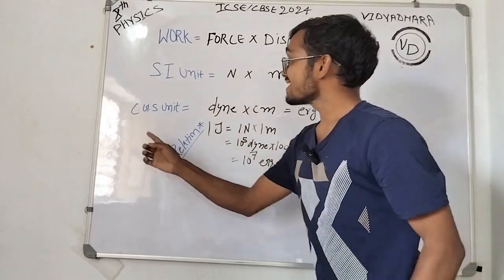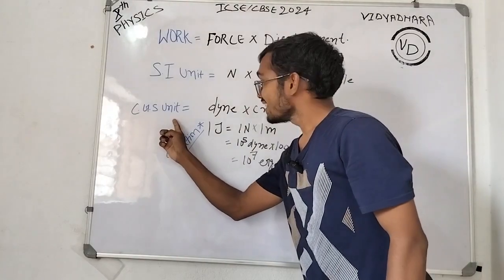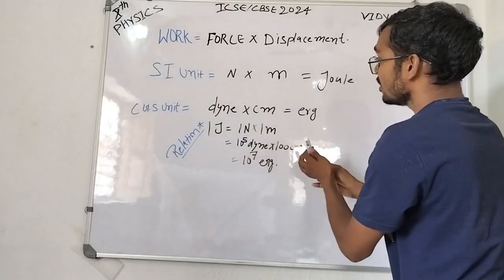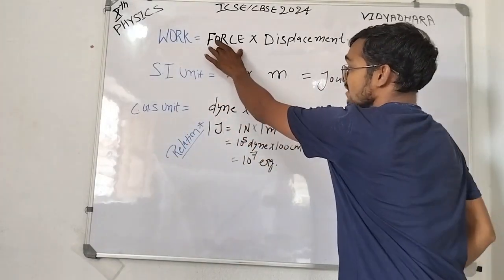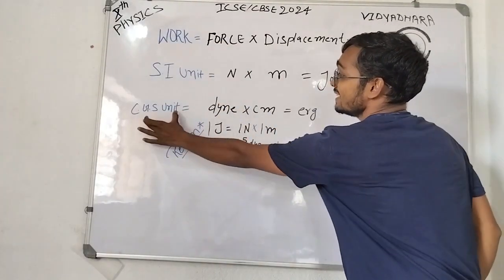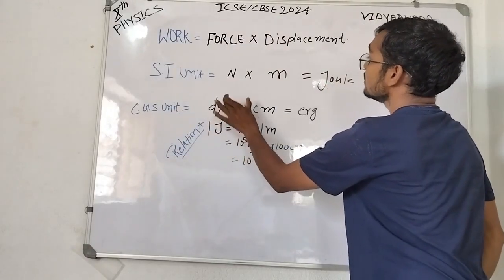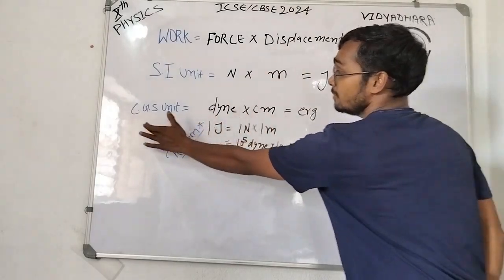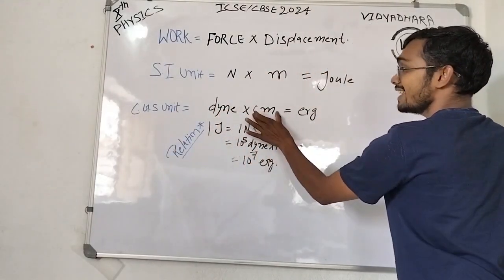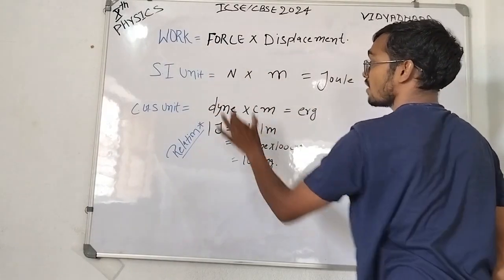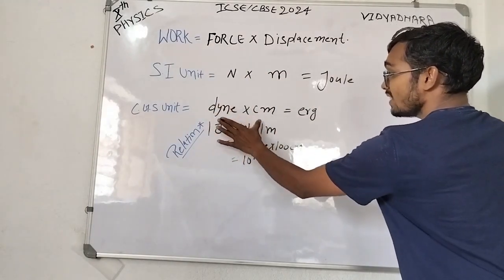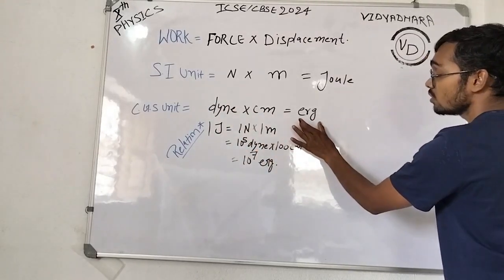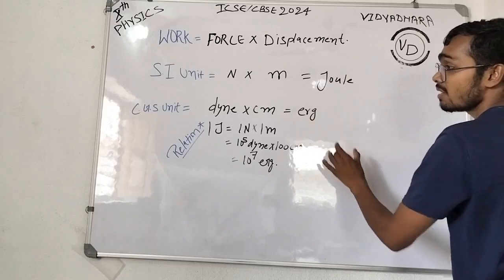What is the next one? CGS unit. Centimeter gram second unit. Force unit in CGS is dyne and displacement unit in CGS is centimeter. So together, what is it called? Erg. Dyne centimeter is also known as erg.